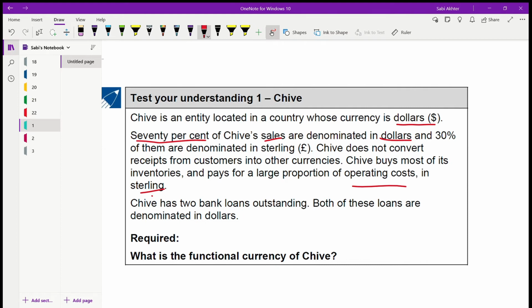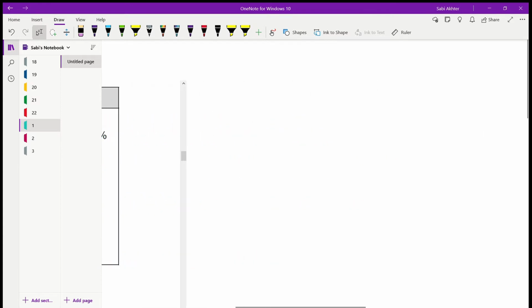Chive has 2 bank loans outstanding. Both of these loans are denominated in dollars. Okay, what is the functional currency of Chive? This is exactly the same way a question can be asked from you in the SBR exam, if you have gone through the revision kit by now. So you answer this by using IAS 21, the factors, right? We are going through the factors now to answer this.